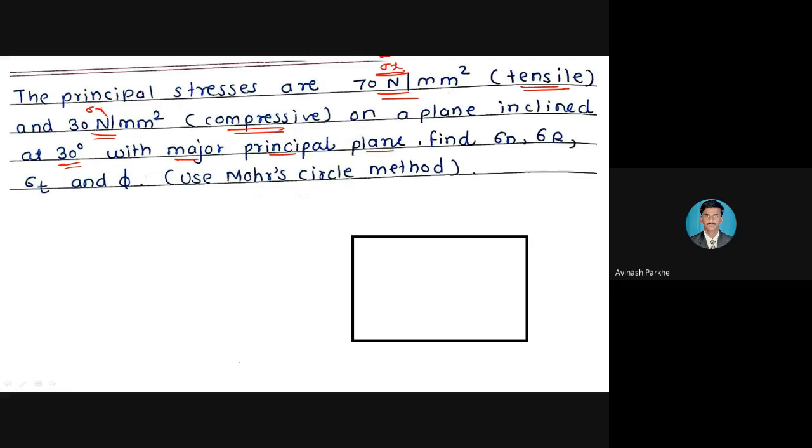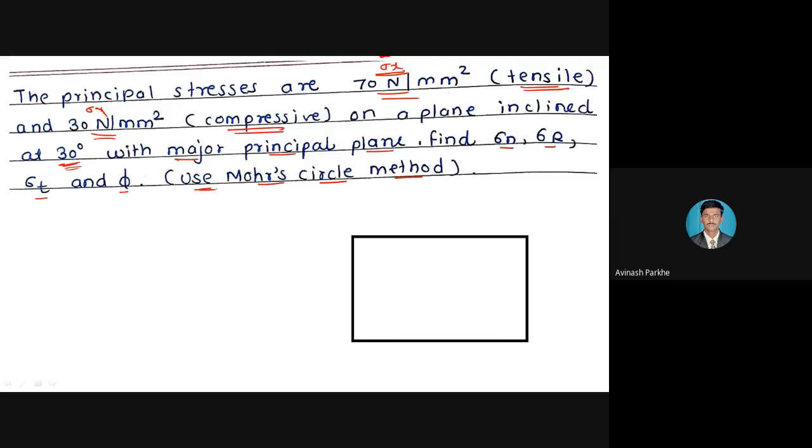At which corner theta will be represented? Simply, you have to represent the theta at the first corner only. So that inclination is given as 30 degree. Find sigma n, sigma r, sigma t and phi. In brackets they have written: use Mohr's circle method.